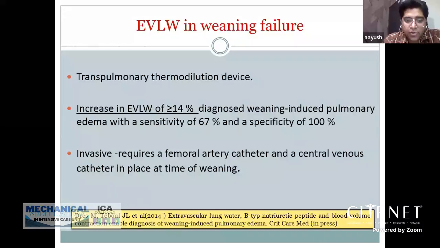And again, the study done by Dr. John Luther Boole found that an increase in extravascular lung water of more than 14% was able to diagnose the patient with weaning-induced pulmonary edema with a fair sensitivity, but quite a high specificity.